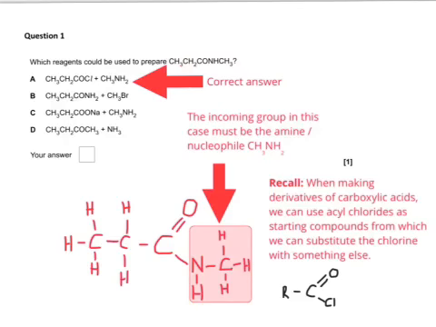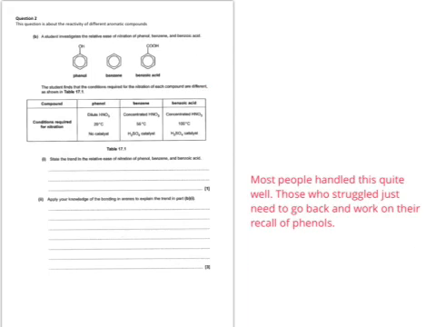So now we can go on to another part of the paper. I'm going to skip a couple of questions and go on to a couple that people found particularly challenging. So this is the part I'm going to skip. Most people handled it quite well. And as I said at the beginning of this clip, this is not intended to be a clip where we simply hand the answers over to you. So I'm not going to go through this. If you struggle with this part of the paper, all you need to do is go back and work on your recall of phenols. I'm going to go on to the next couple of parts of the paper where it becomes more applied. And these are the parts that tripped a lot of people up.